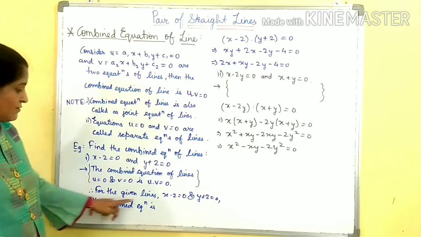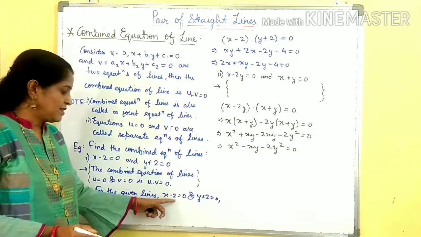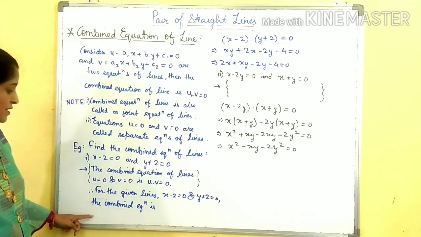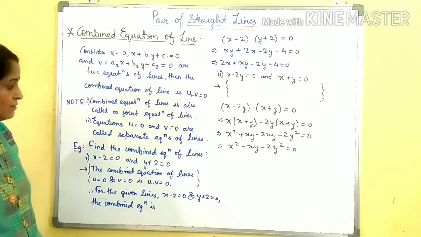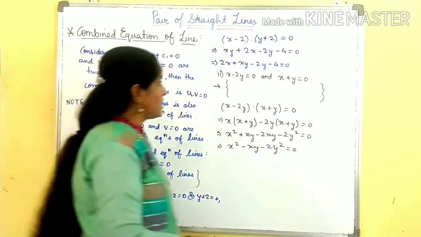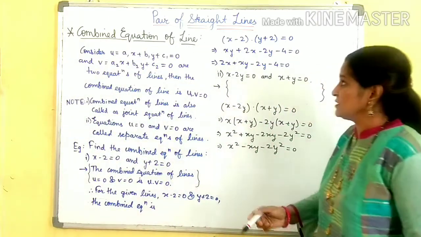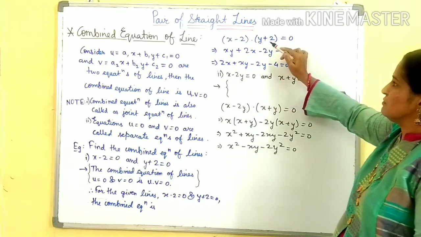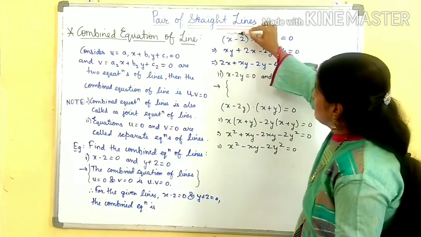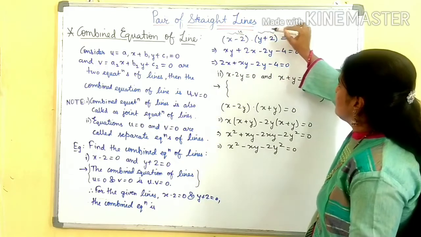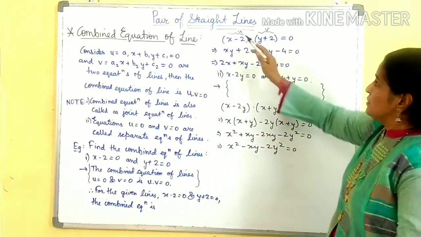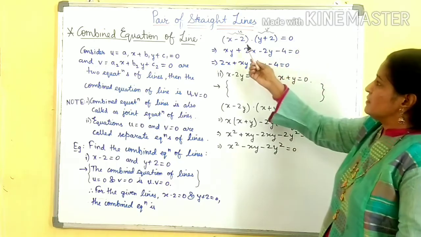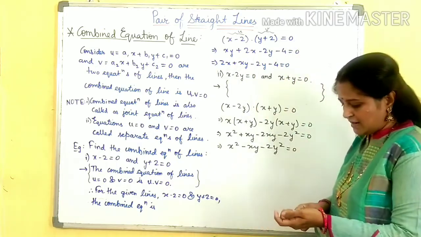Therefore, for the given lines x minus 2 is equal to 0 and y plus 2 is equal to 0, the combined equation is, means here we have to multiply two equations, x minus 2 that is u, y plus 2 it is v. This is the value for u, this is the value for v. U dot v is equal to 0. Now multiply and get the answer.